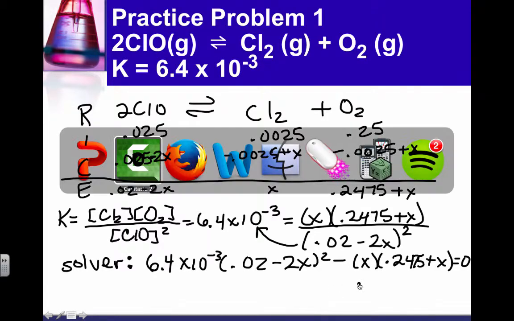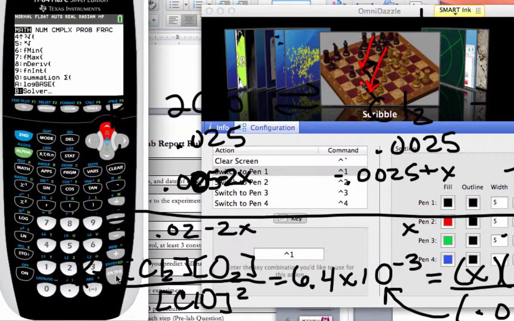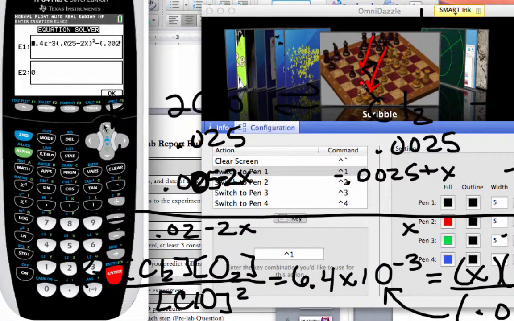So now let's bring up our calculator, and it's on B for me. There's our solver. Let's clear out what was there, and we'll type it in. 6.4 times 10 to the minus 3 times the quantity, give me parentheses, 0.02 minus 2x, close that parentheses and square that quantity, and then subtract across the rest.